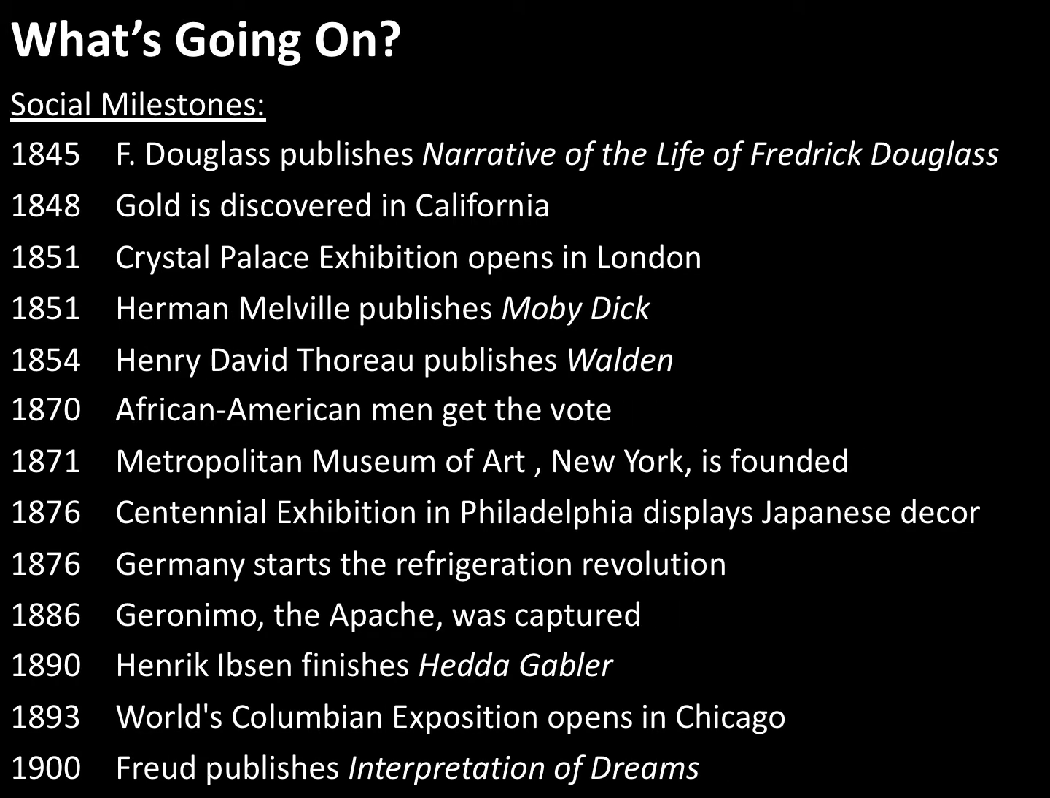And of course, technological developments mean social developments. We have Frederick Douglass publishing Narrative of the Life of Frederick Douglass. We have gold being discovered in California, driving people west across the United States. In 1870, in the United States, the African American men finally get the vote.